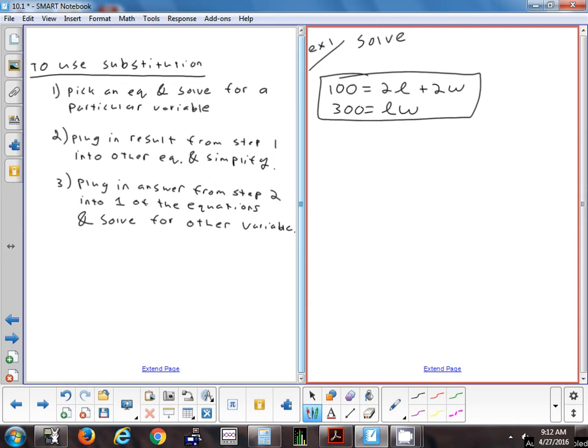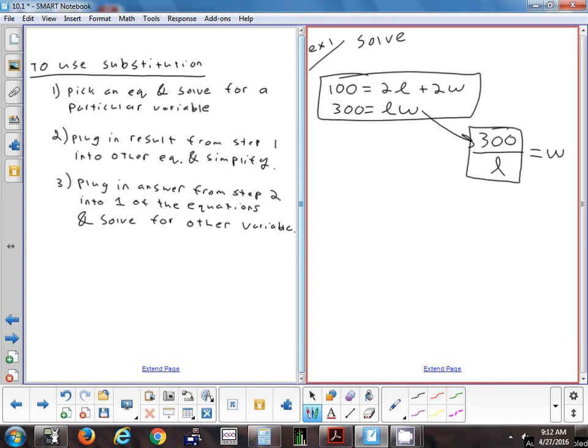You could divide by either L or W. All right. So he said divide either by L or W. Let's divide by L. So 300 divided by L equals W. Okay, so now we have a formula for the width. It's 300 divided by the length. Okay, that's step 1. Okay, step 2.